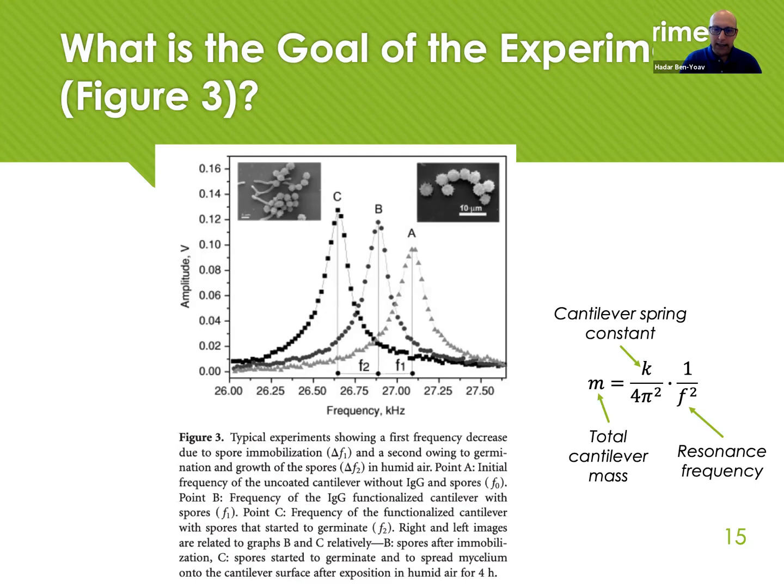So again, this is just a bare cantilever, the highest resonance frequency. Here we have some spores bound to the cantilever. They are dormant, they are not growing. And here they wake up and start growing and get more and more mass, therefore the frequency decreases. Any questions on this slide?